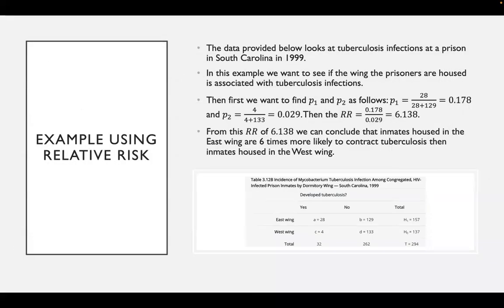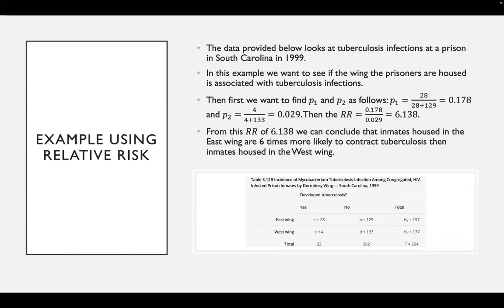Okay, so the data that we're going to be looking at is provided below in the bottom right-hand corner, and it looks at tuberculosis infections at a prison in South Carolina in 1999. We want to determine whether there is an association present between tuberculosis infections and the wing in which the prisoners are housed. They could be housed in the east wing and the west wing. We want to see if which wing they're in affects whether or not they have tuberculosis.